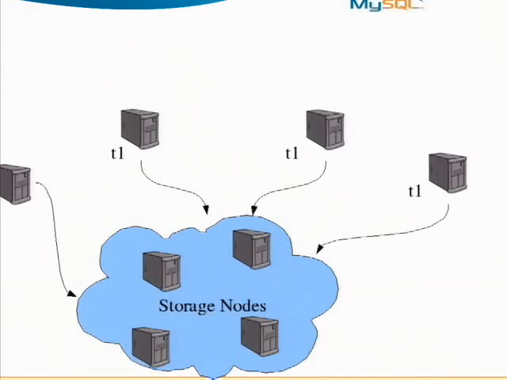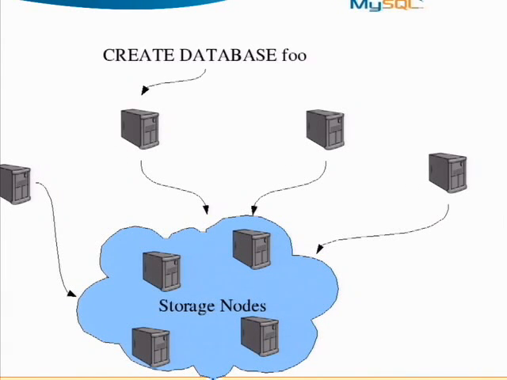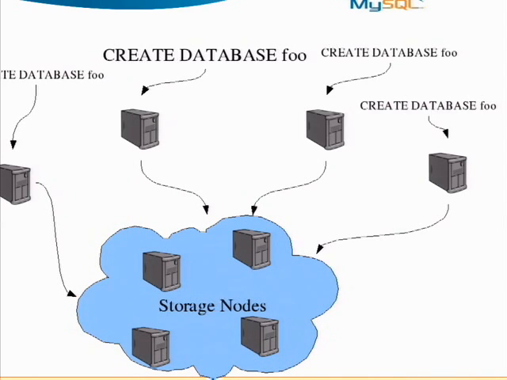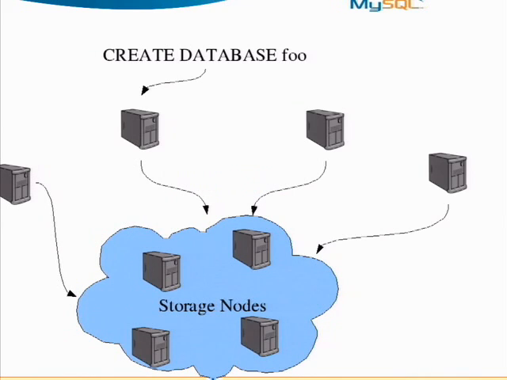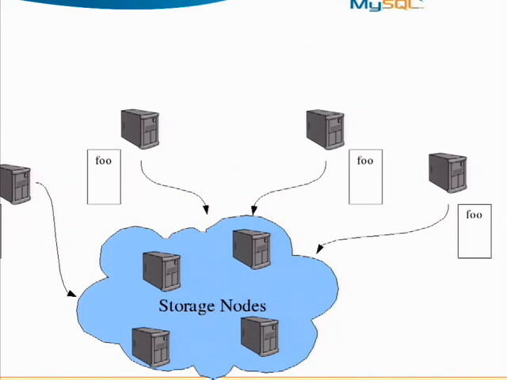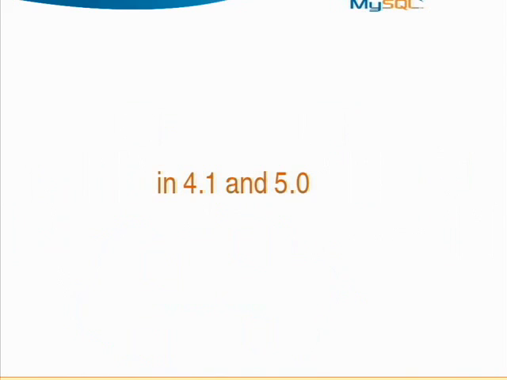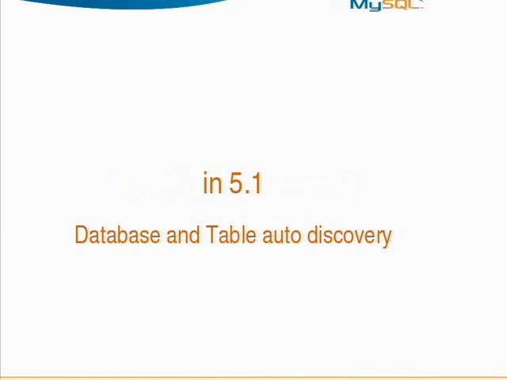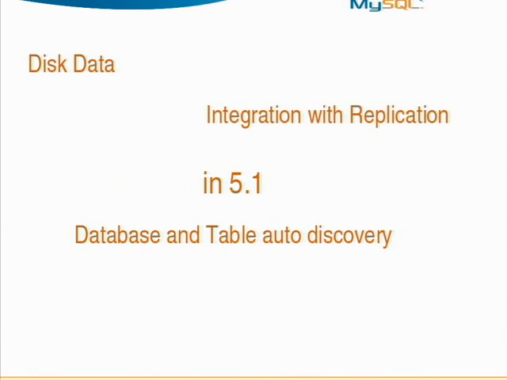In 4.1 and 5.0, we've done table auto discovery. So when you run schema operations like create table on one node, we discover that in all the other MySQL server nodes. So you don't have to write create table on every MySQL server. But if you did create database, you had to do that everywhere because we didn't auto discover databases. But if you're using 5.1, you create a database and have replication on, they get detected everywhere, which is just a bit of a UI nicety. So we have table auto discovery now, and in 5.1, database and table discovery.